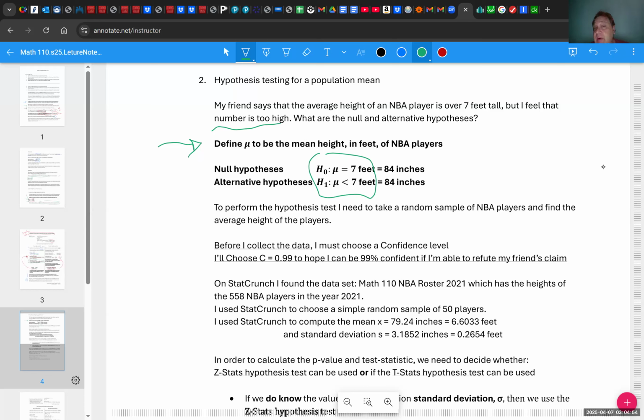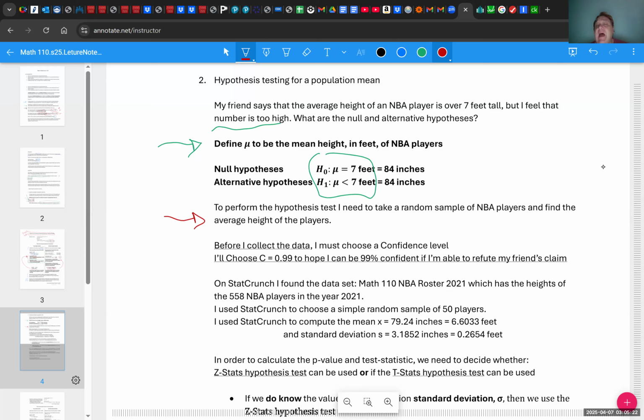All right, so to perform a hypothesis test, I need to take a sample of these NBA players and find the average height of those players. So in order to perform a hypothesis test, I define a variable, I write down my null and alternative hypotheses, and then I need to take a random sample or a sample of the population to see if I have enough evidence to reject the null hypothesis claim.